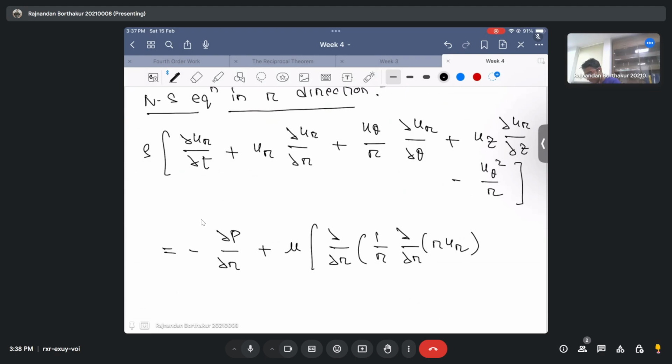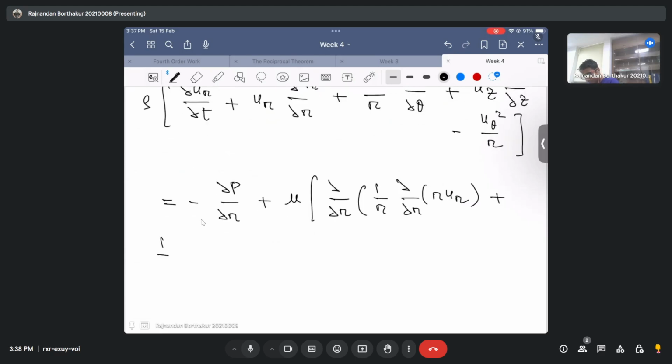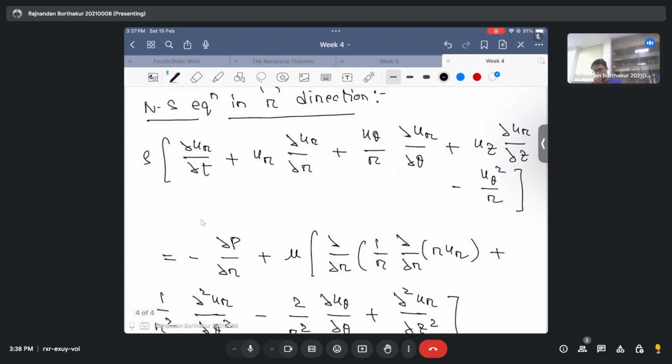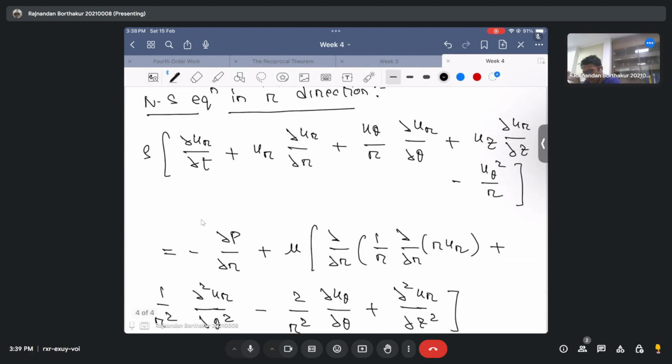And then I have plus 1 upon r squared del squared ur by del theta squared, minus 2 by r squared del u theta by del theta, plus del squared ur by del z squared. So again, this is the full Navier-Stokes equation. I'm just writing it to give you a flavor of how the Navier-Stokes equation in the r direction looks, because we have seen how the equation in the theta direction looks when we derived the solution for u theta, and when we derived the solution for uz, and also in the previous flows that we saw in the theory classes and the last tutorials. So for the sake of completeness, I'm writing how the Navier-Stokes equation in the r direction looks. Now let's invoke the assumptions that we use.